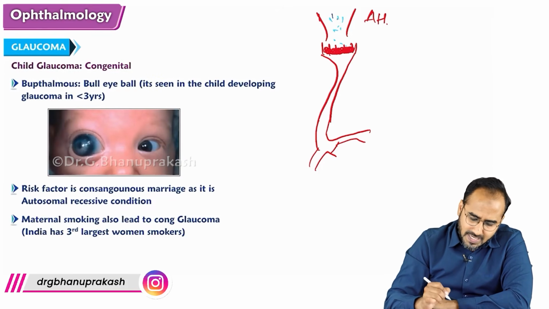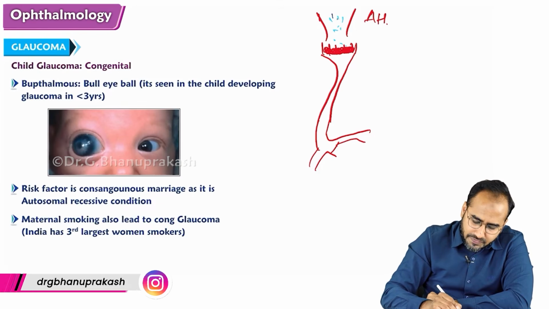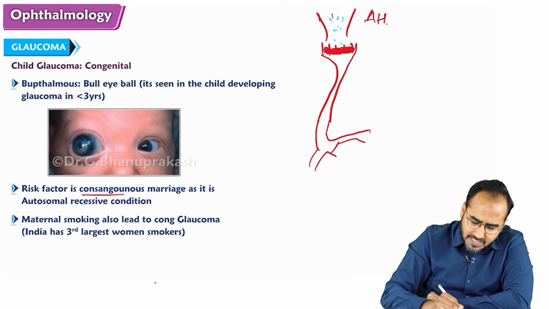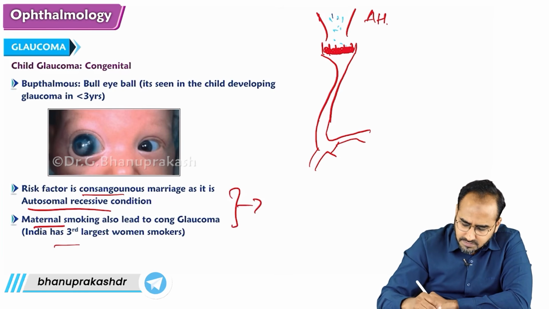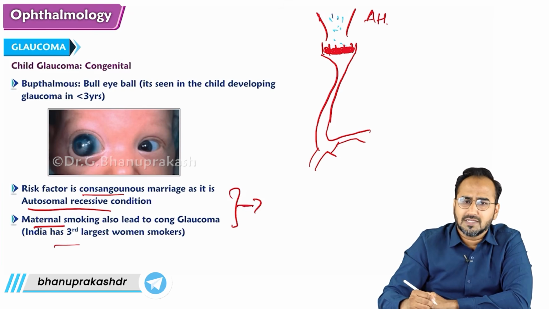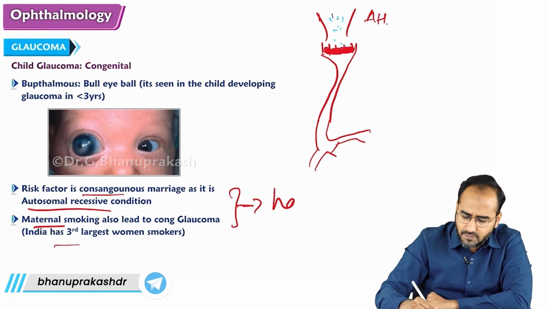Right? So remember guys, congenital glaucoma we are discussing. Risk factor is consanguineous marriage, as it is an autosomal recessive condition. Second is maternal smoking. Both things lead to what? Both lead to hampering of the formation of trabecular meshwork.